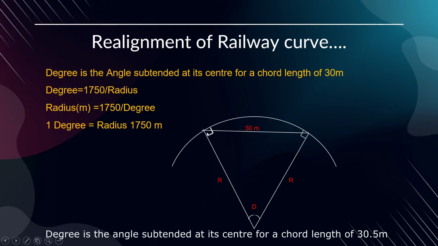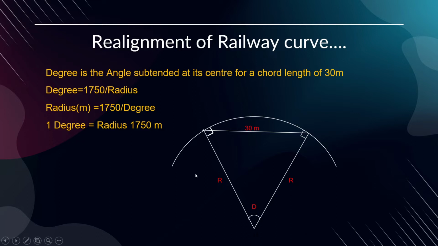So if that is the case, for a 30 meter arc length, what will be the degree? That way we are relating it, so we'll be able to get the relation. For 1 degree, the angle subtended means the radius will be 70 meter, and vice versa. So this is about the designation of the curve, how it is designated in terms of degree.